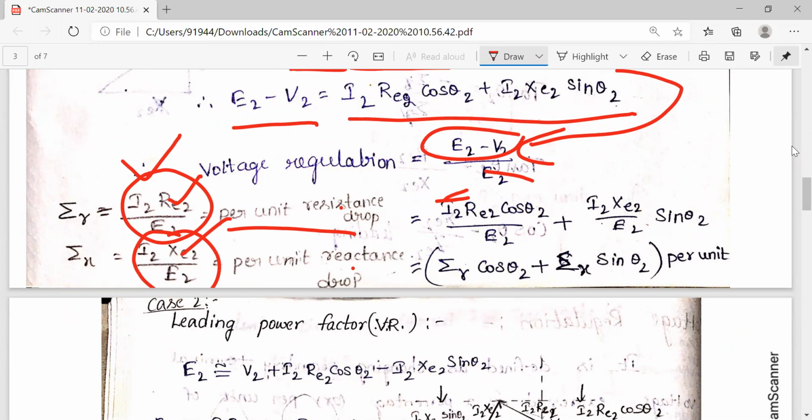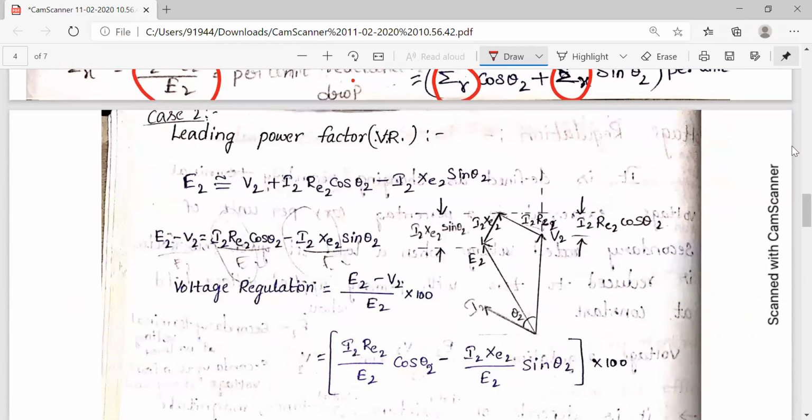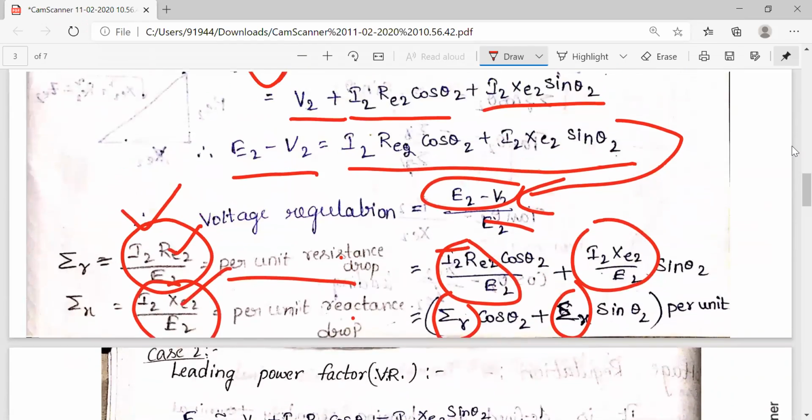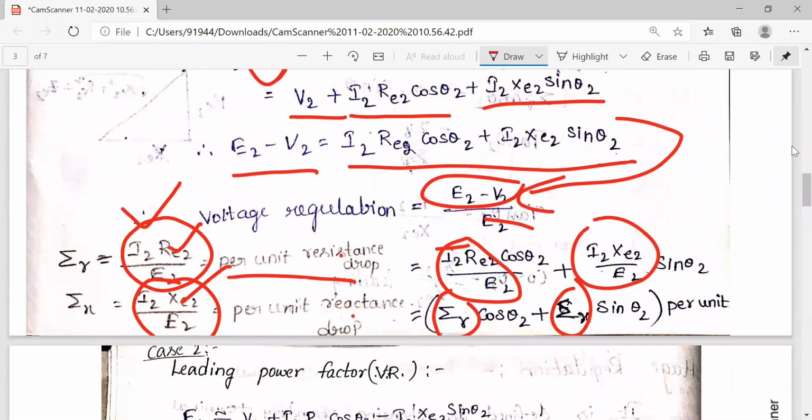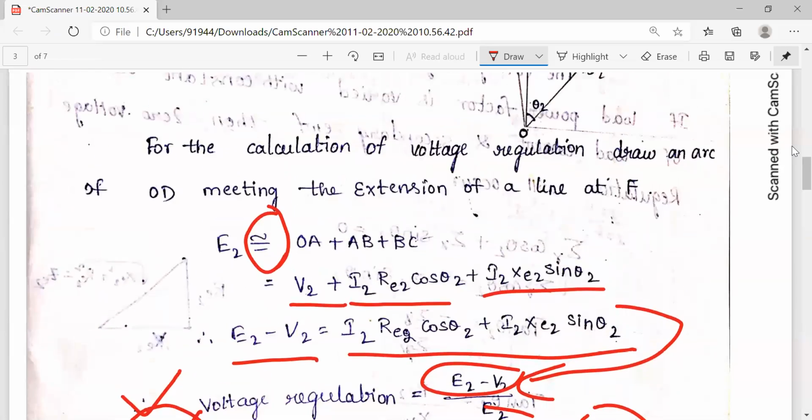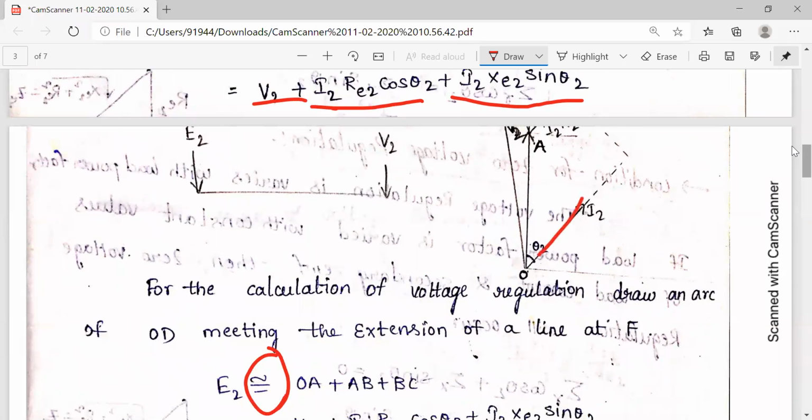So we replace this one with sigma R and this one with sigma X. So this is for the lagging power factor. This is the formula for calculating the voltage regulation at lagging power factor, because we take current lagging here.